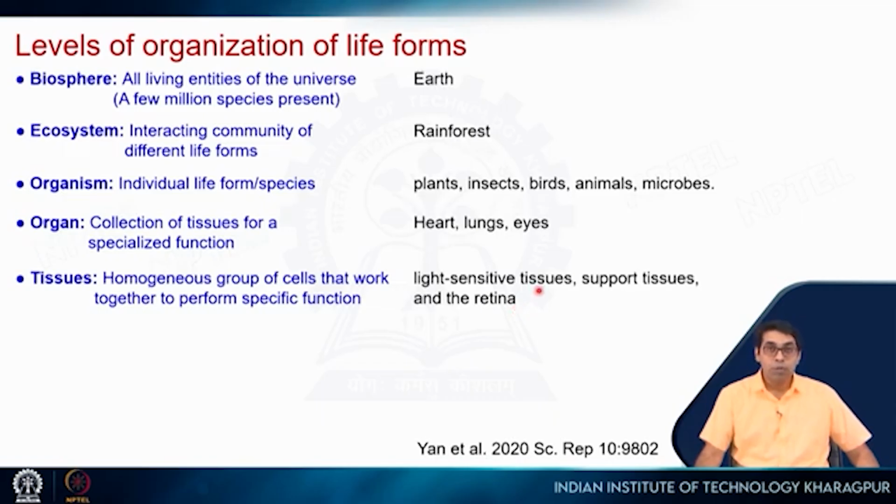Now, if we zoom into each of these types of tissues, they are made up of cells, which constitute the smallest unit of life. Microbes are unicellular, so they are single-cell organisms. But if we talk about animals, birds, insects, plants, these are all multicellular. They will have these organs and tissues, and for them also the smallest unit of life is a cell.